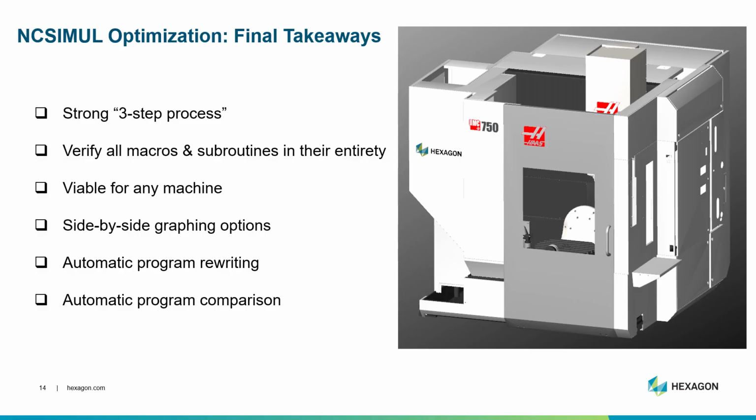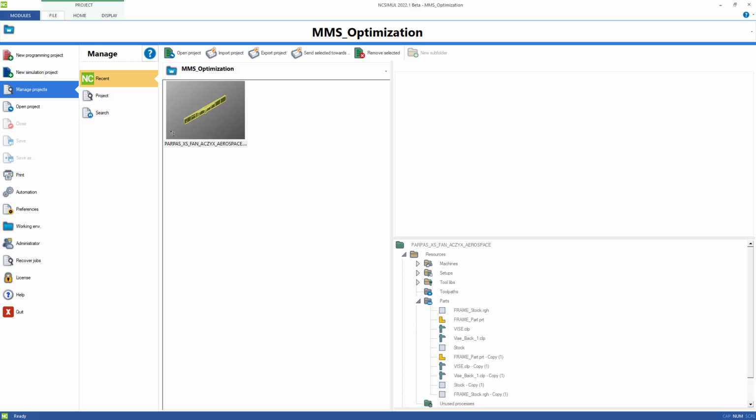Okay, so that's what we'll jump into here. Let me just switch over to NC Simul. And this is your main home screen for NC Simul. You have the project that I've already created right here, which you can click on and get a preview of what's inside it if you were looking for a specific machine or a specific simulation process.